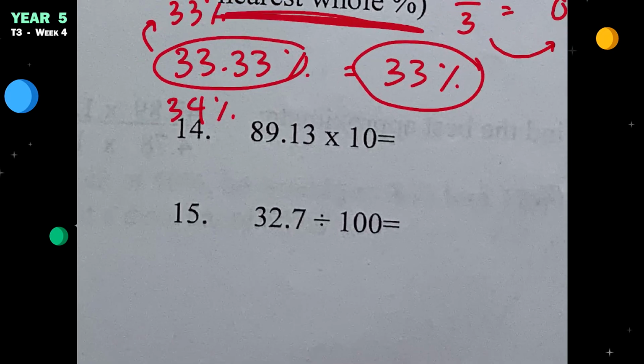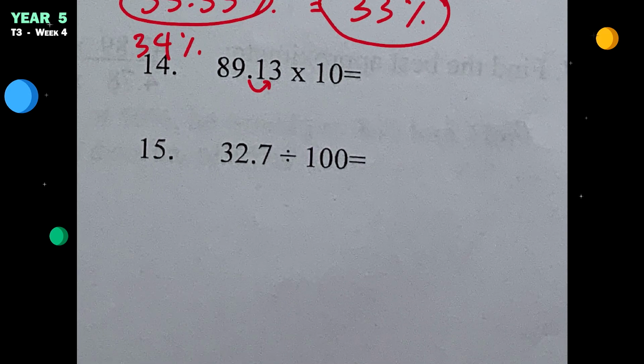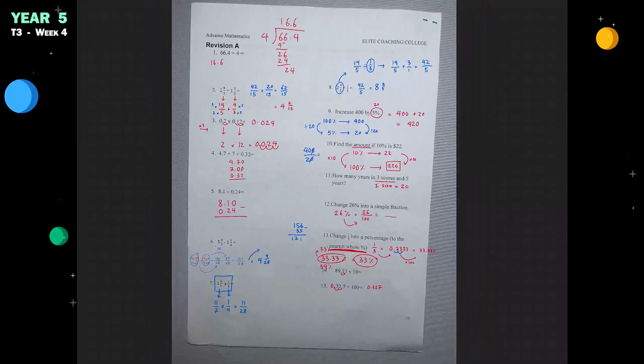Alright, next one is you multiply by 10, which means you move the decimal place 1 spot to the right. And the last one is you divide by 100, so you move the decimal place 2 spaces to the left. Okay, so the answer will be 0.327. Okay, that's it. Hope that helps.